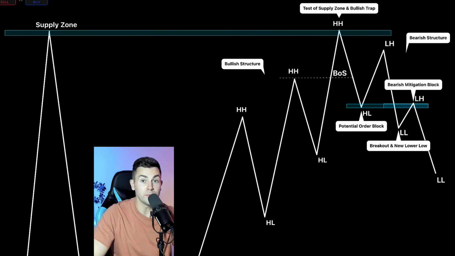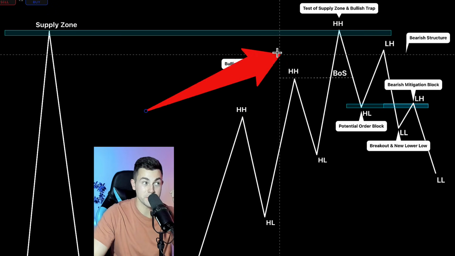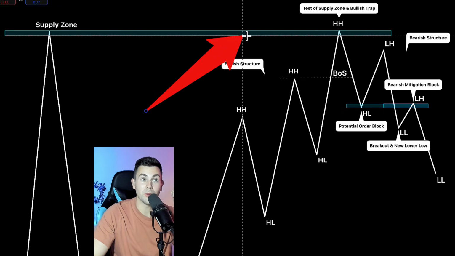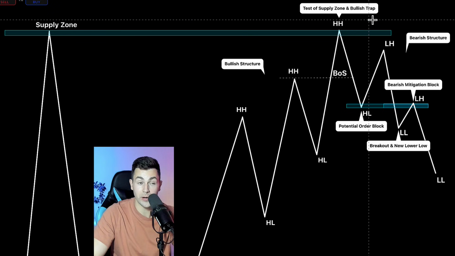Here's your complete model for the identification of a bearish mitigation block. You will need a bullish trend model and a bullish structure first, then you will need a historic supply zone and the test of that, or a bullish liquidity graph above that.